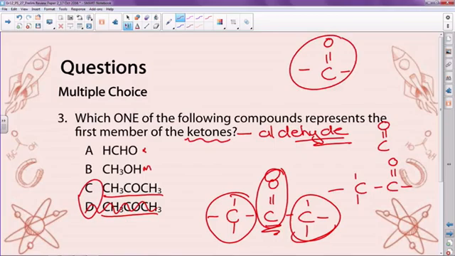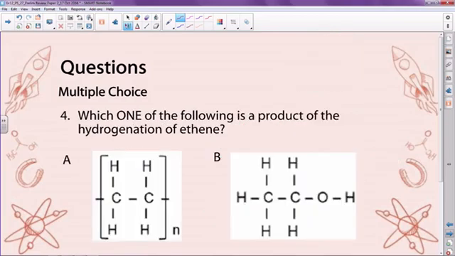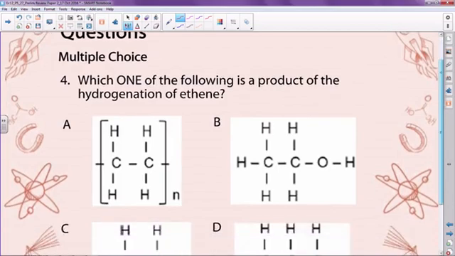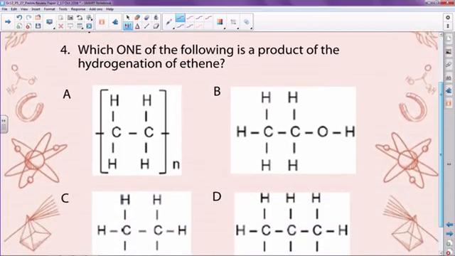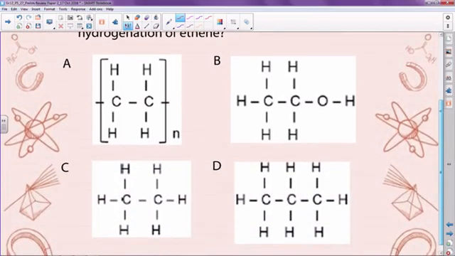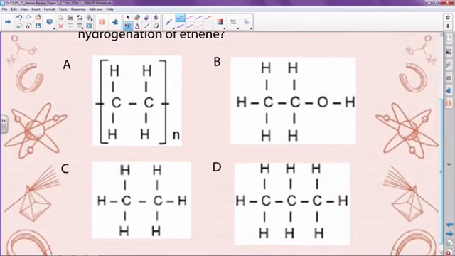So next question. We're doing great. Here we go. Now I want to know which one of the following is a product of the hydrogenation of ethene. So there you go. You have a minute. Off you go.